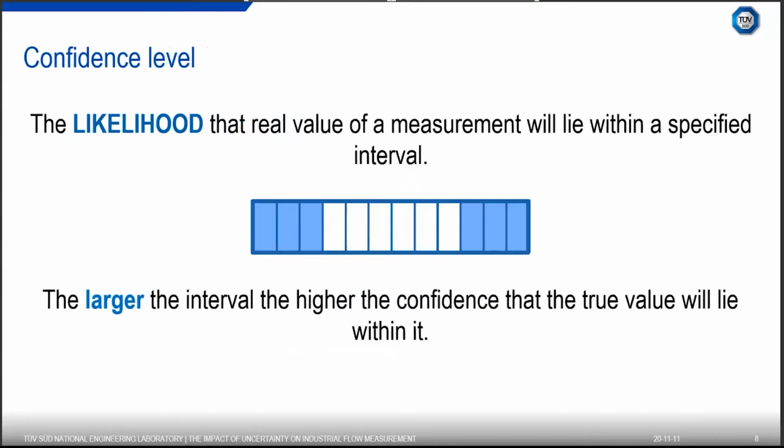So I spoke about confidence levels a bit in the slide before. This is a likelihood that a real value of a measurement will lie within a specified interval. The larger the interval, the higher the confidence level the true value will lie within it. So, for example, here, the white section, you could possibly quote a 60, 70, 80% confidence level. If you want to have a higher confidence level, say 95 or 99%, you need to increase your uncertainty interval. And that makes sense. If you want to have greater certainty that your value will lie within the interval, you need to increase the size of your interval.